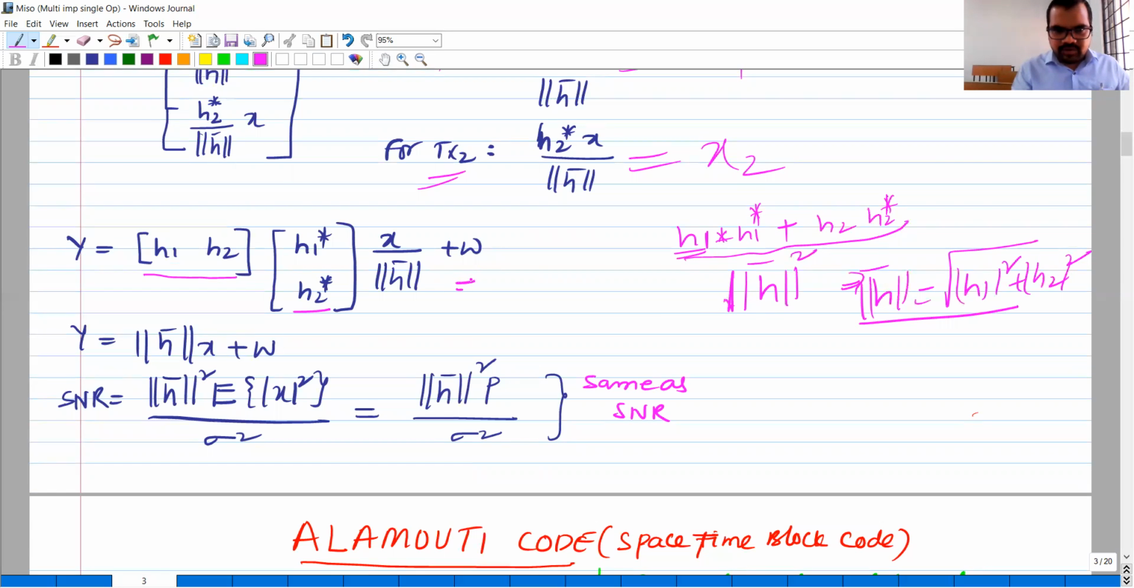Here you will get the equation norm H square by norm H into X plus W. Here the norm H and one norm H cancel. You will get the received symbol Y is equal to norm H into X plus W. If you observe this, this is the signal component and this is the noise component.